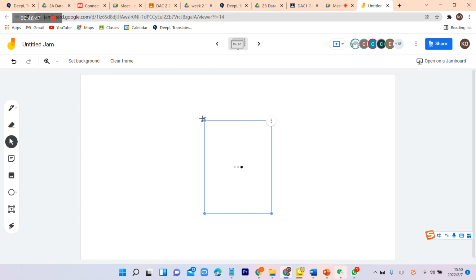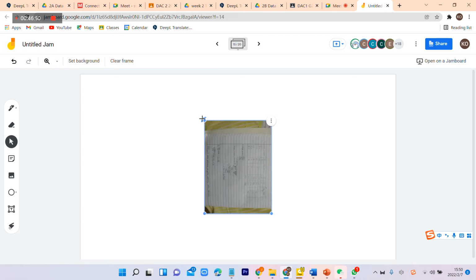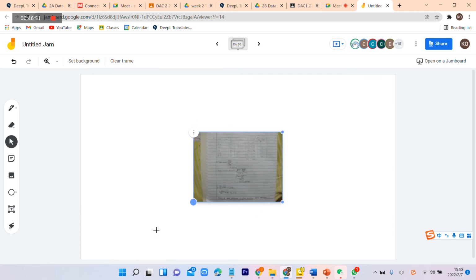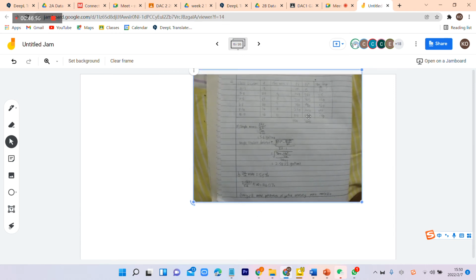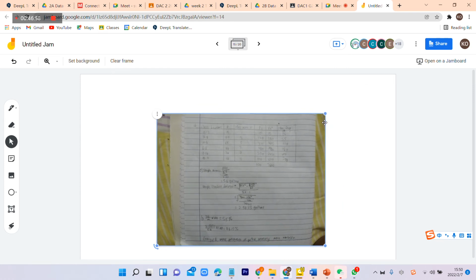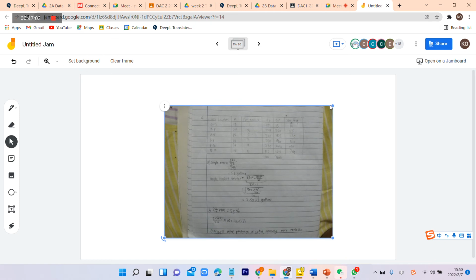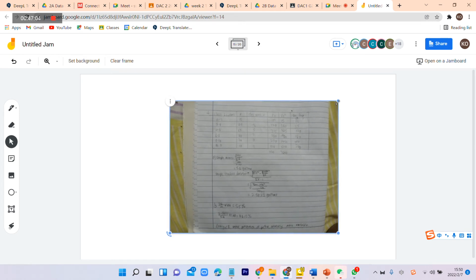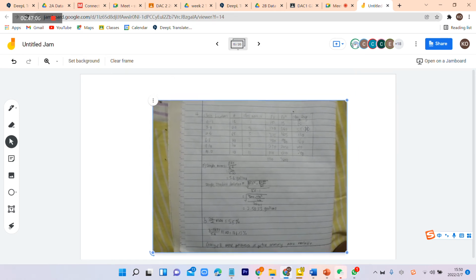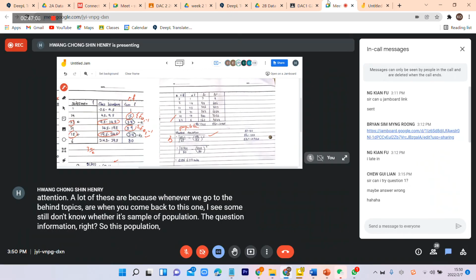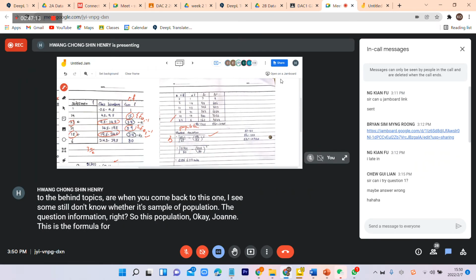I think you all need to pay a lot of attention to this, because whenever we go to the later topics and come back to this one, I see some still don't know whether it's a sample or population. The question never mentions any hint, right? So it's population. Okay, Joanne, this is the formula for population, correct or not? Can you proceed?